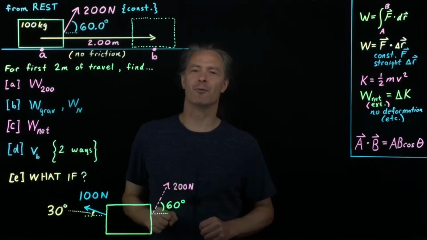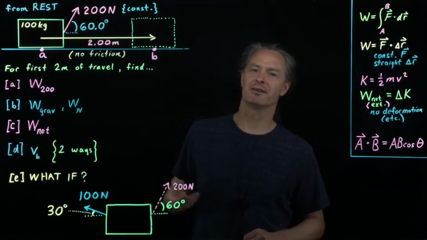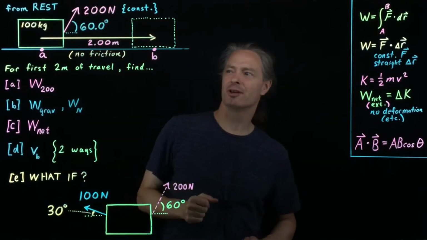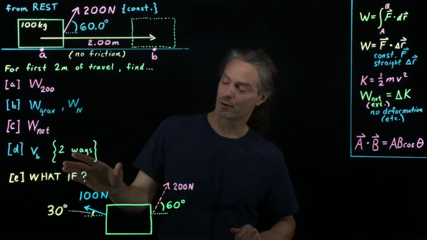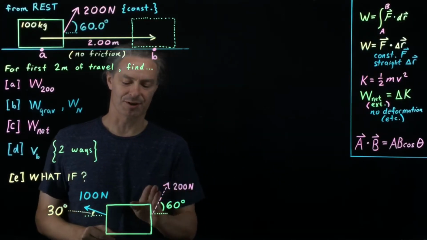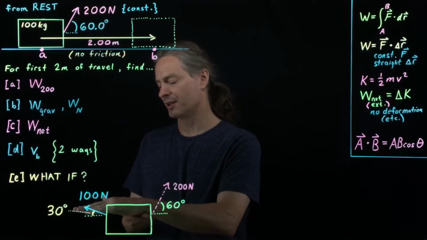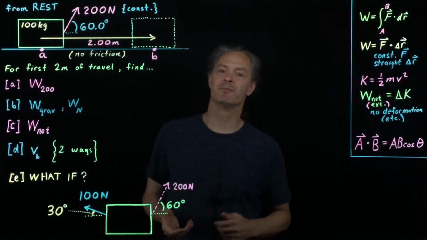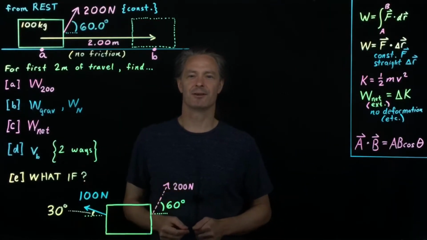We're going to do this 2 different ways. First, using the work-kinetic energy theorem. Second, by finding the net force, calculating the acceleration, and figuring out how fast that acceleration would have this object going after a horizontal displacement of 2 meters. And then at the very end, we're going to explore a what-if scenario. What if, in addition to this 200 Newton pulling force, 60 degrees above the horizontal, we also have a 100 Newton pulling force that's to the left and above the horizontal by 30 degrees. We'll explore what impact that has on the speed at point B. All right, let's get started.